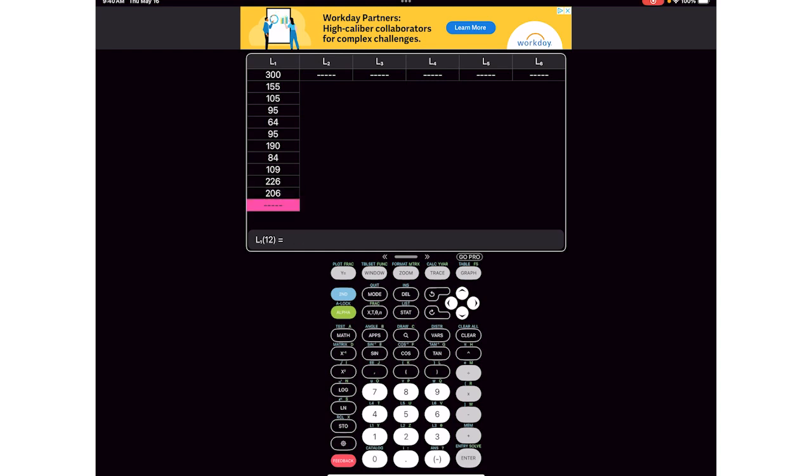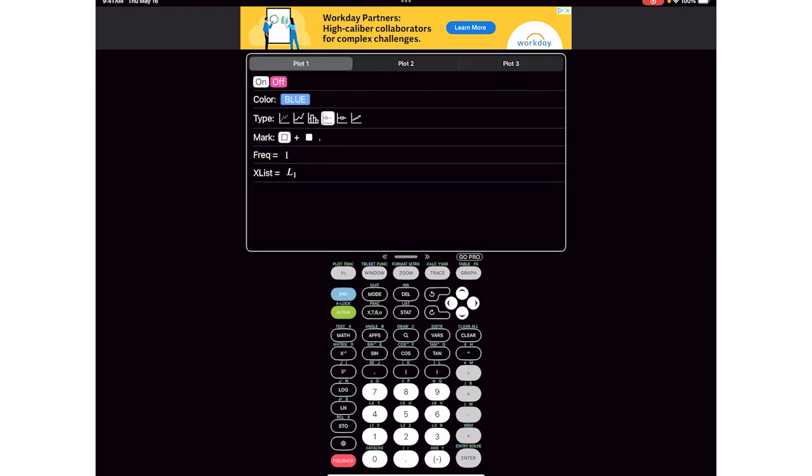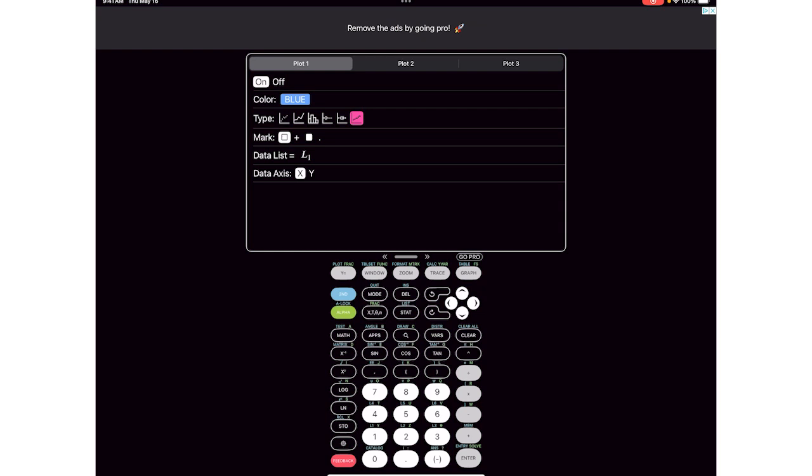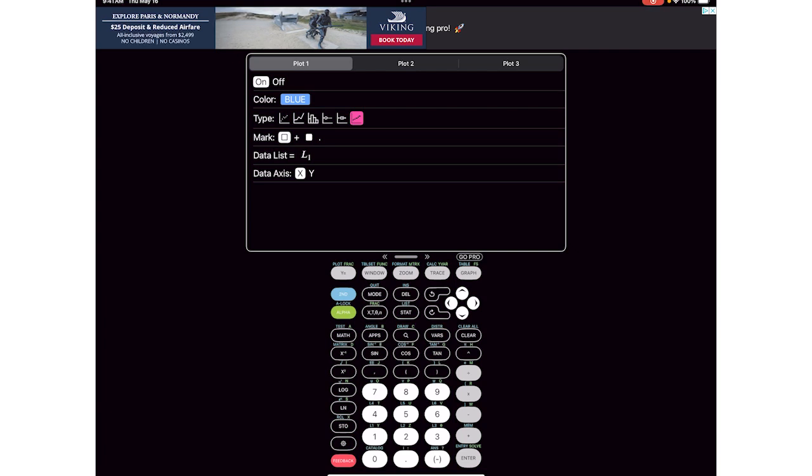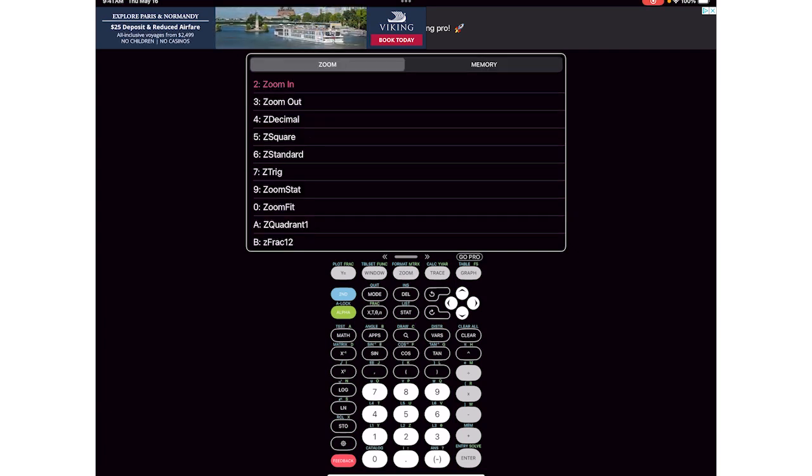And once I have those entered in order to make a normal probability plot, we're just going to go to second y equals, and we're going to make sure our plot is turned on. And we also want to scroll down to where it says type, and we're going to click on the very last graph we see. That's the normal probability plot. Hit enter. Just make sure your data list is L1. And we can leave the data axis X. And then remember, you're going to hit zoom 9.